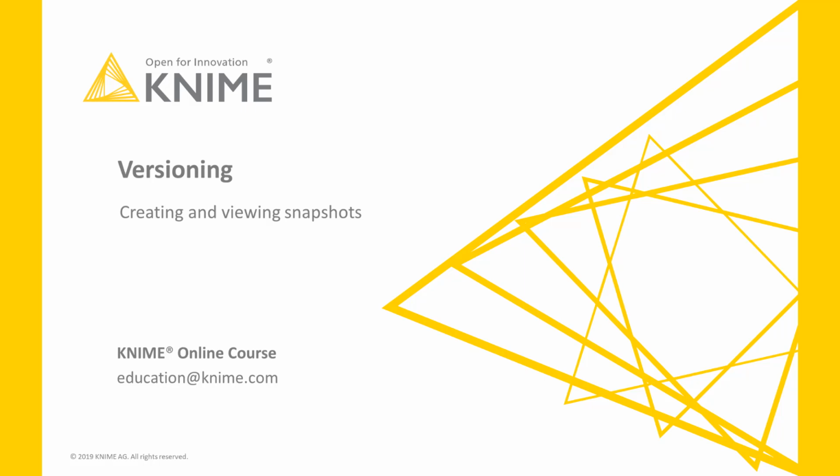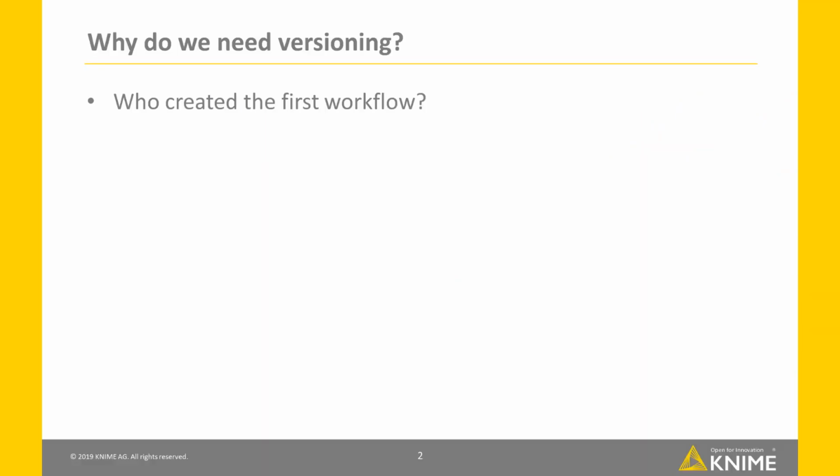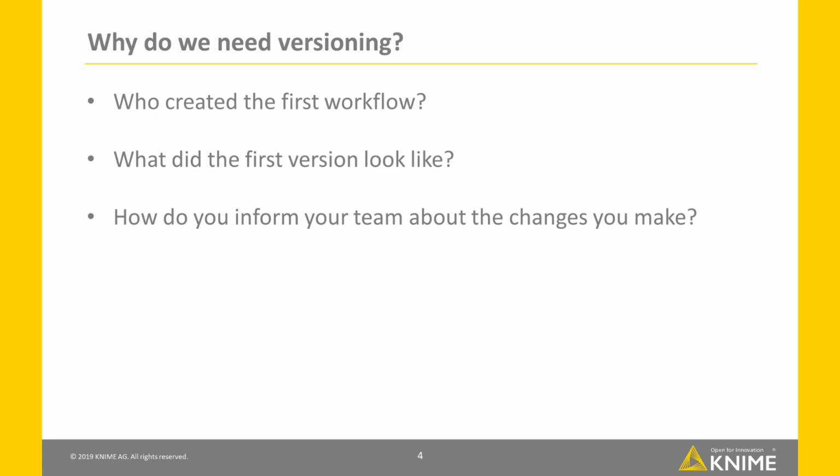Why do we need versioning? Imagine you're working on a customer segmentation project. The first model to cluster the customers was built years ago. Who created the first workflow? What did the first version look like? If you have a new idea, how can you inform your team about the changes you make? To answer these questions, KNIME Server has a feature called versioning.